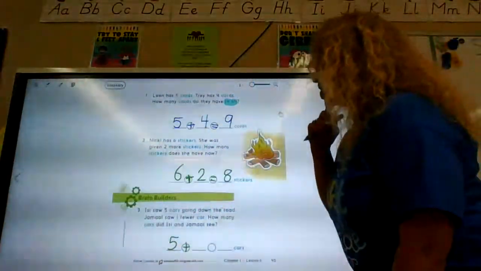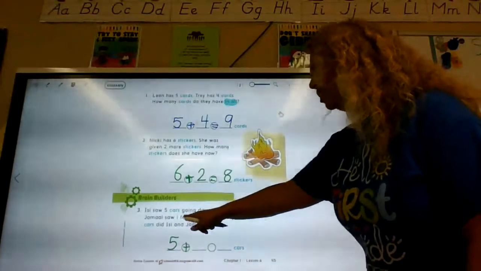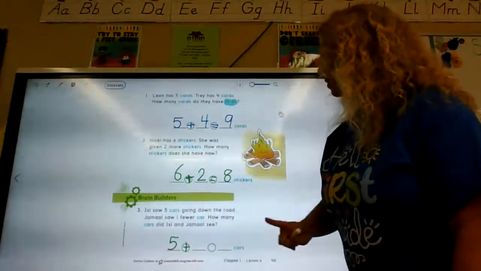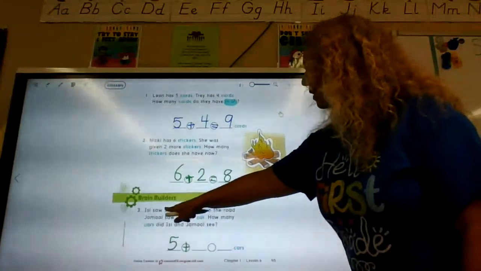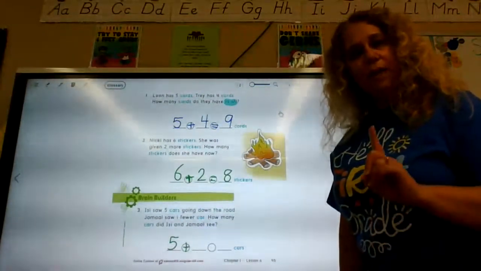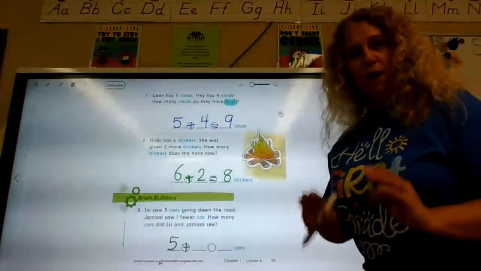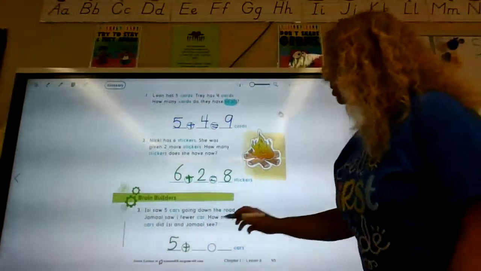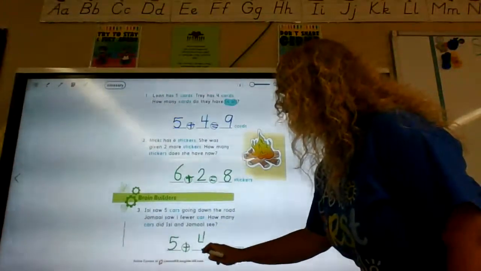sign. And then Jamal's number, let's see, it's not just 1. It says he sees 1 fewer than Issy. So 1 less than 5. What's 1 less than 5? If we count backwards, 5, 4. Okay, so Jamal sees 4 cars.